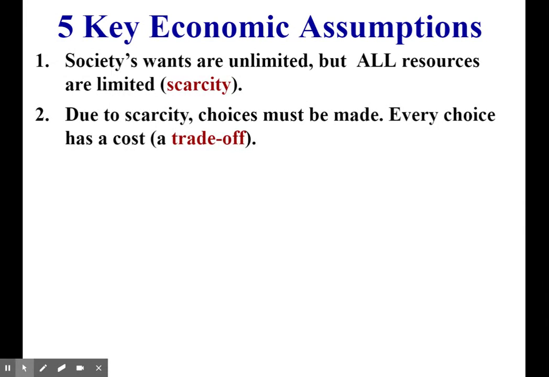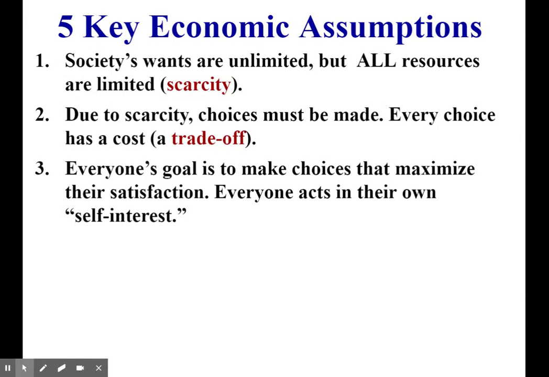Because of this, our second principle or assumption is that because of scarcity, choices have to be made, and every single choice has a cost. And we'll talk about the difference between costs here in a little while, but essentially you face trade-offs, an infinite amount of things that you could have done in order to make the choice that you did.